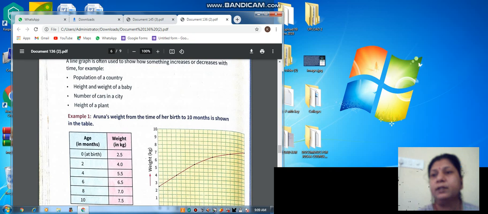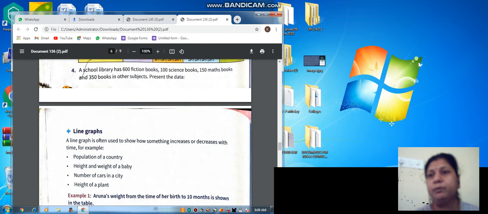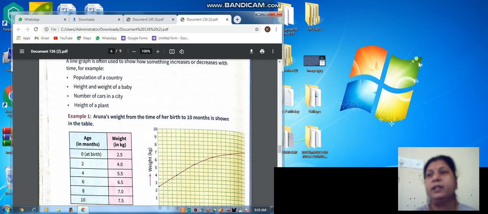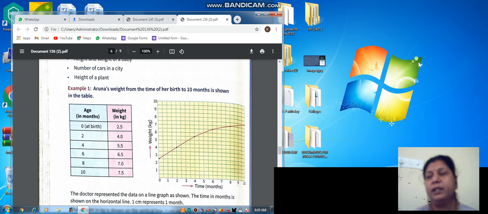Next thing is the line graph. You have to remember this. A line graph is used to show how something increases or decreases with time. Remember, this is a special graph which represents how things increase or decrease with time. Most of the time the line graph represents the population of a country, height and weight of a baby, number of cars in a city, height of a plant, or the growth of a baby. Here it is the growth of a baby shown. Age is given on the x-axis and weight is given on the y-axis.